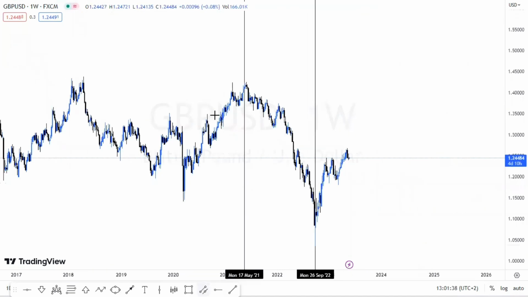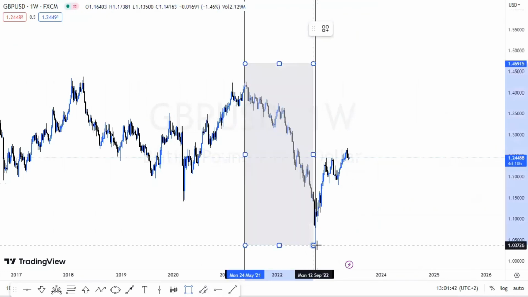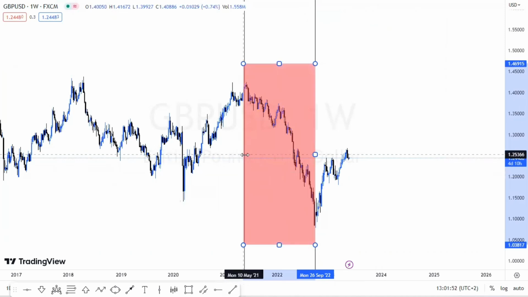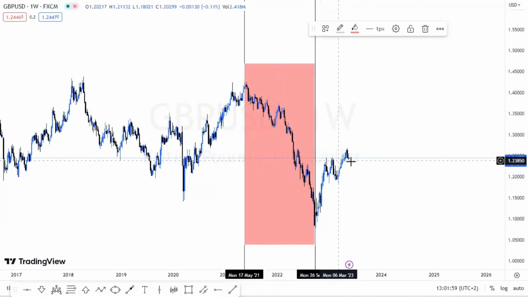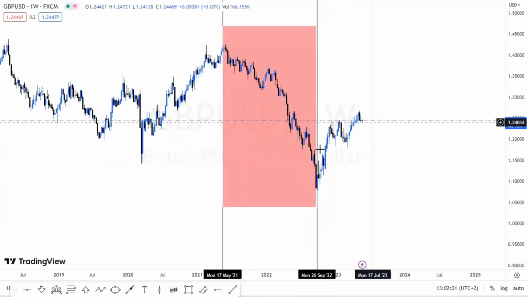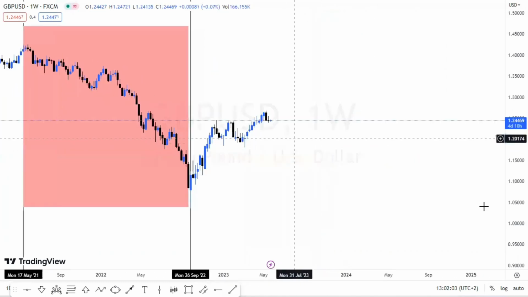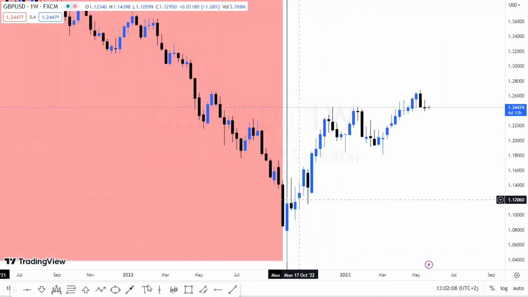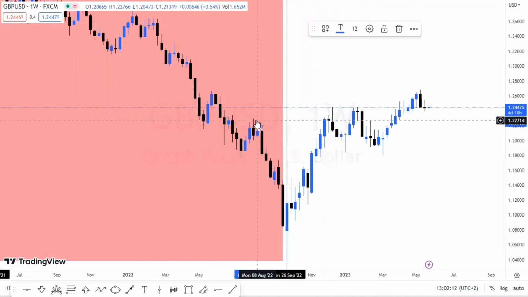So if we clearly look at this part of the chart, we can clearly see that it was a downtrend, right? Let's make it red. It was a downtrend, and remember, I told you guys that for a downtrend to be reversed and invalidated, the most recent wave, or the most recent lower high and lower low wave, should be invalidated, should be broken.